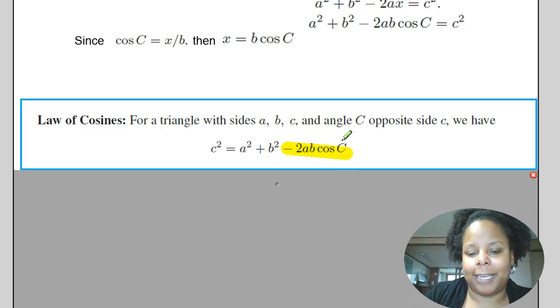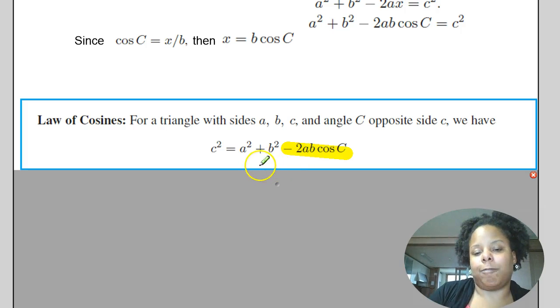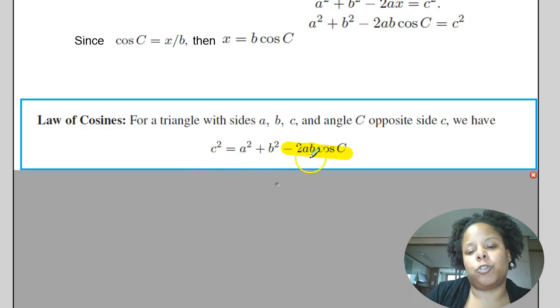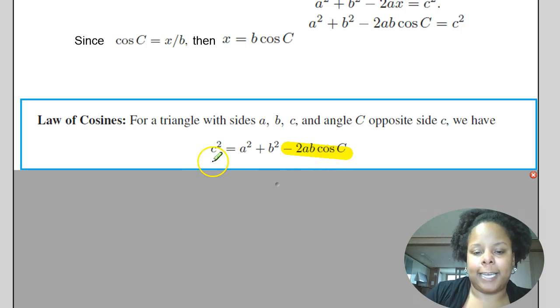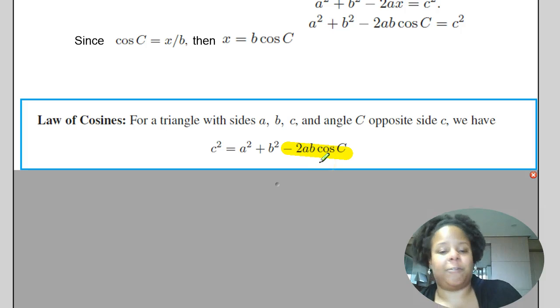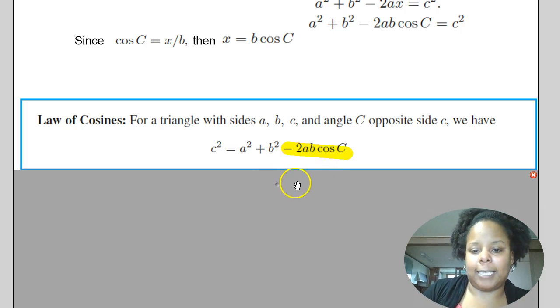Yeah, I'll let that marinate on you. And that will apply for not just the hypotenuse, but any of the relationships. I can say that a squared is equal to b squared plus c squared minus 2bc cosine of A. And I can say b squared is equal to a squared plus c squared minus 2ac times cosine of B. So all that applies as well.